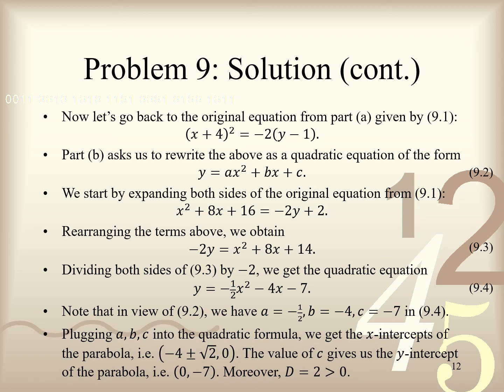The value of c gives us the y-intercept of this particular parabola, that is the point (0, -7). Moreover, the discriminant D equals 2, which is strictly positive and justifies the existence of exactly two x-intercepts. I encourage you to verify these facts as a simple exercise.